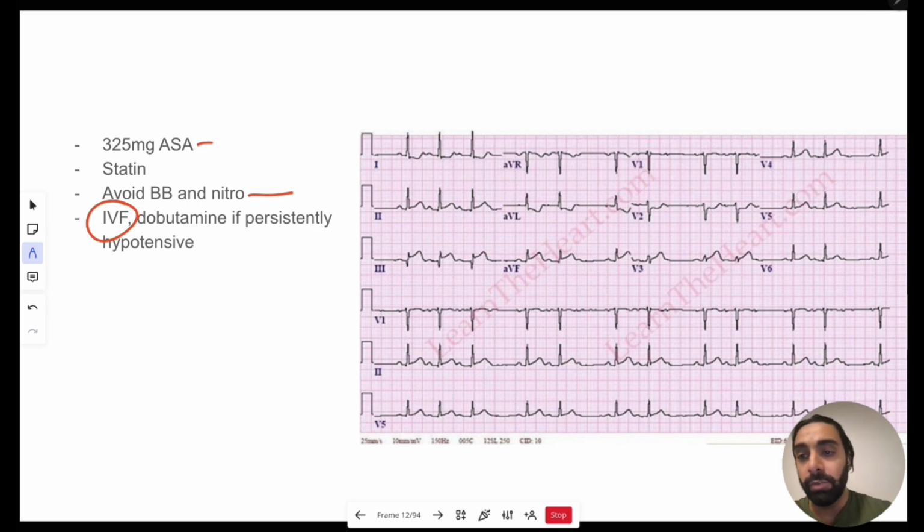And if fluids don't work or they start looking like worse and worse heart failure, then you may want to start giving them dobutamine, dopamine. Levophed is always a good first option for pressors in general.